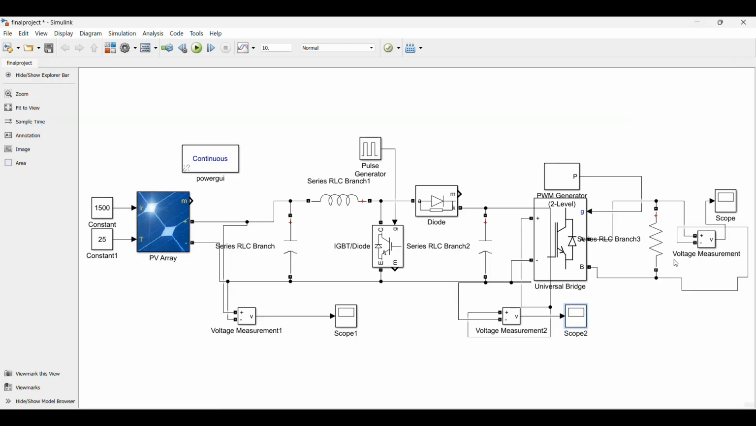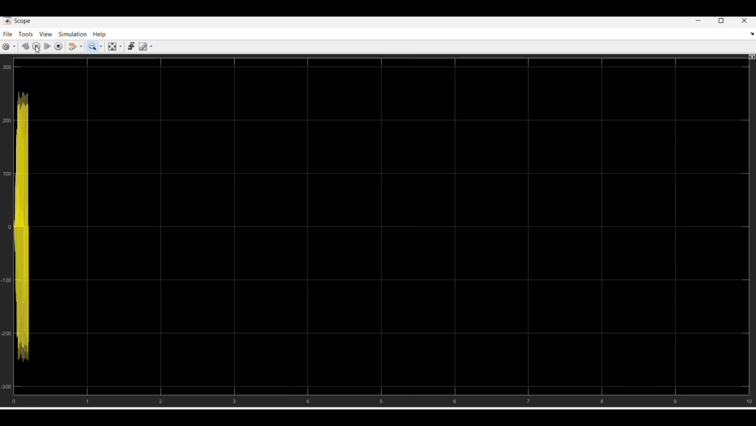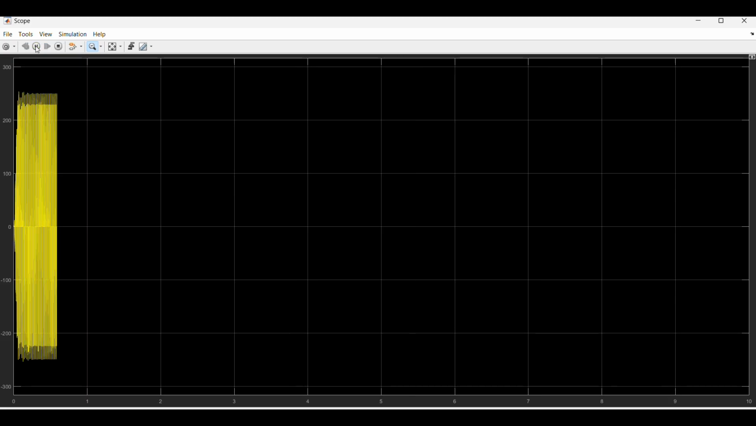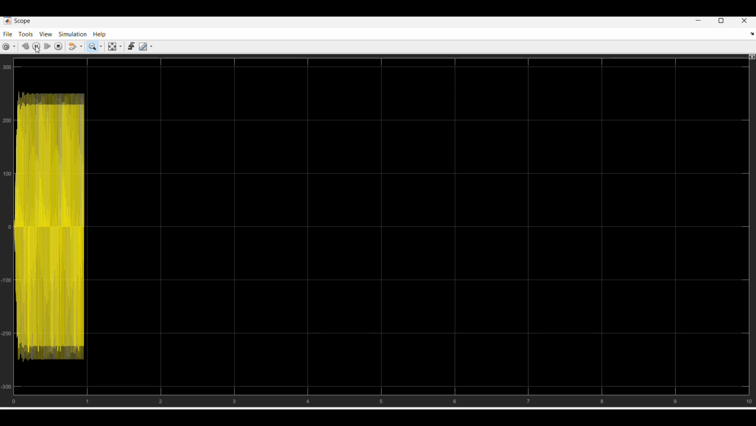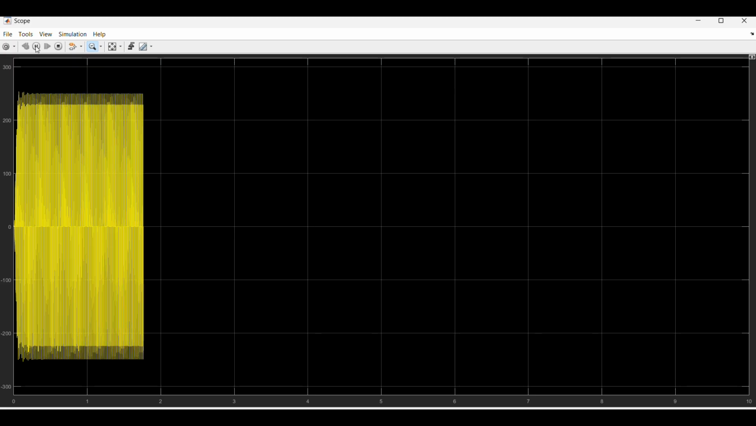Then for our third figure, this is after the conversion from DC to AC. We are able to get an alternating current result of around 250 volts AC, which is the needed voltage for our home.